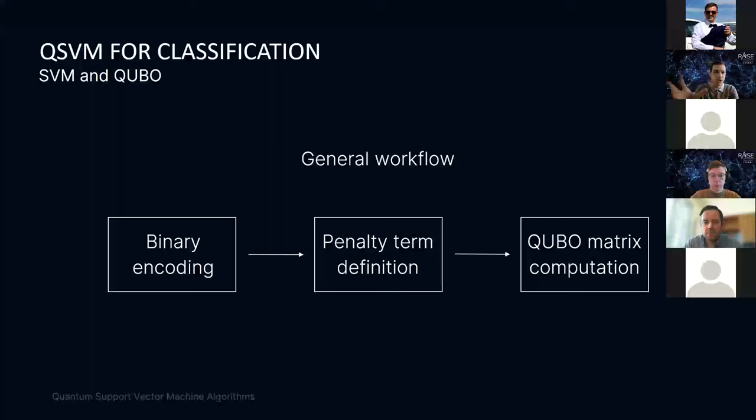Okay, so this is the general workflow adopted by the literature. We basically try to create a binary encoding of the variables, building zeros and ones, binary variables which encode the variables of the problem. Then we add a penalty term to this QUBO problem, which implements the constraints, because we can't deal with them as constraints since the QUBO doesn't have constraints. And then we build the QUBO matrix, which completely defines the problem. So this is the general workflow. We will see exactly how this works in the SVM for classification.